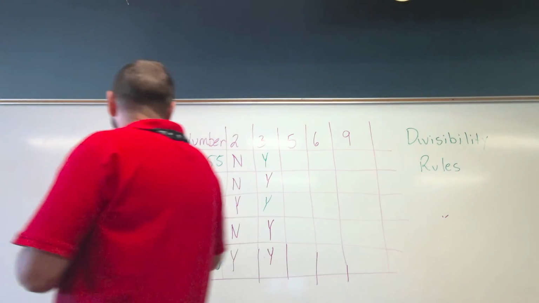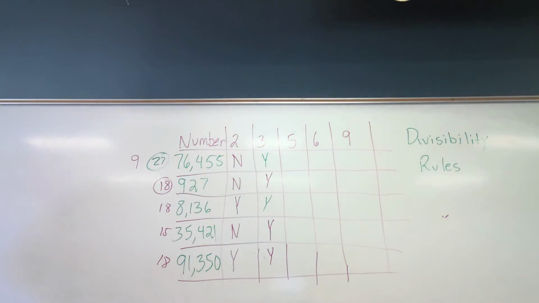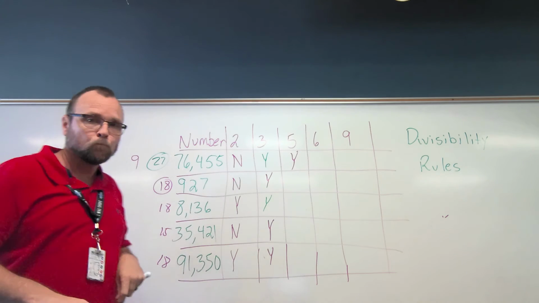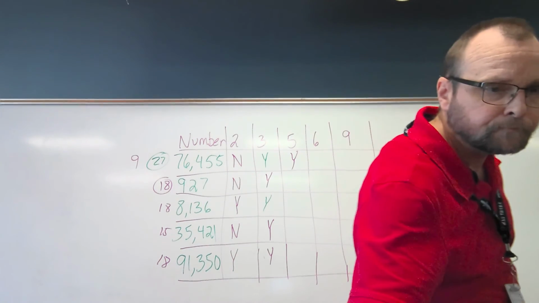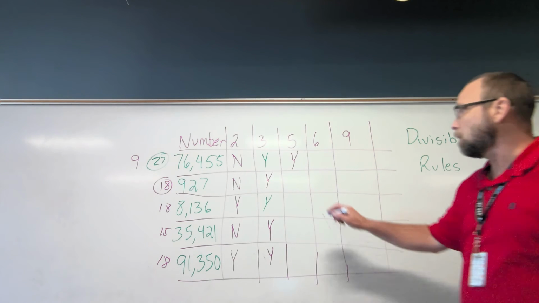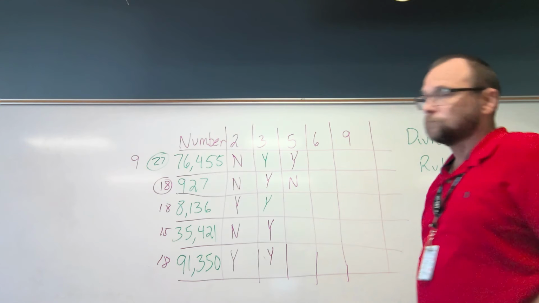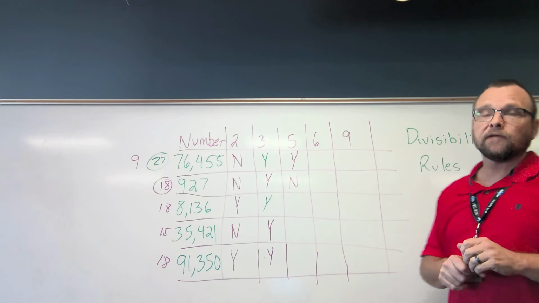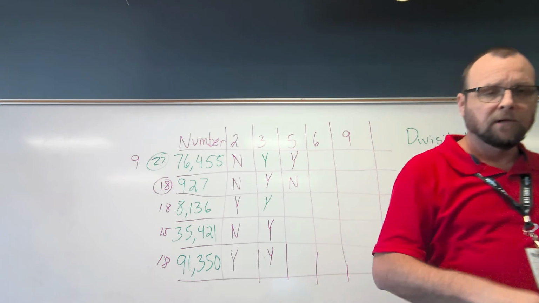Zach, is 76,455 divisible by 5? Yes. Because the ones place is a 5. Seth, is 927 divisible by 5? No. Why not? Because it's not in the ones place. Good. The ones place does not have a 5 or a 0.